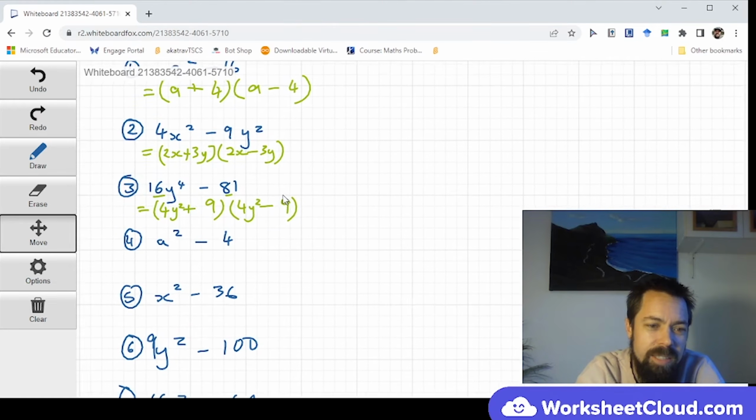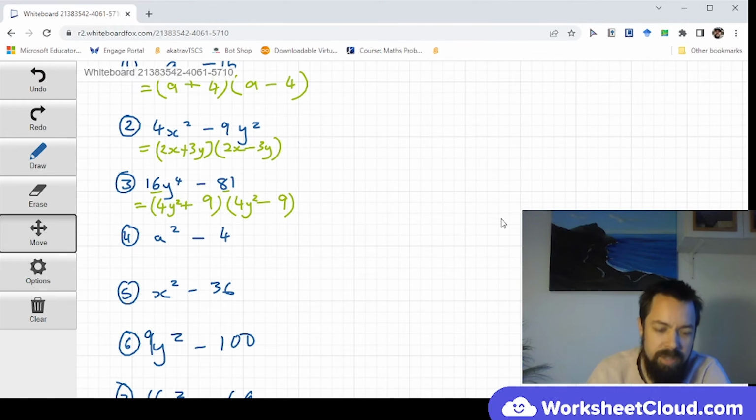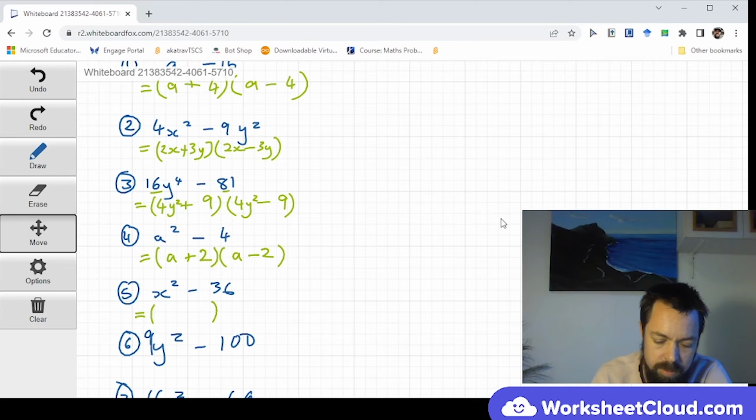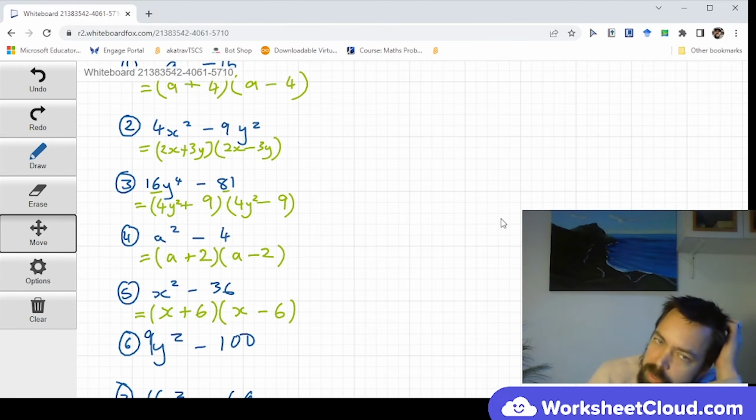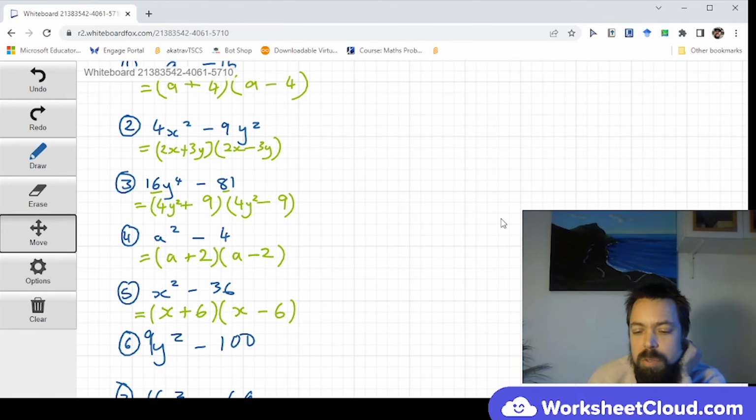Let's have a look at the next 3. Okay. a squared minus 4. That's a square. That's a square. Answer is going to be in this format. Square root of a squared is a. Square root of 4 is 2. Answer done. Number 5. Both squares. Square root of x squared is x. Square root of 36 is 6. So you can see that for this, you kind of do need to know your squares.